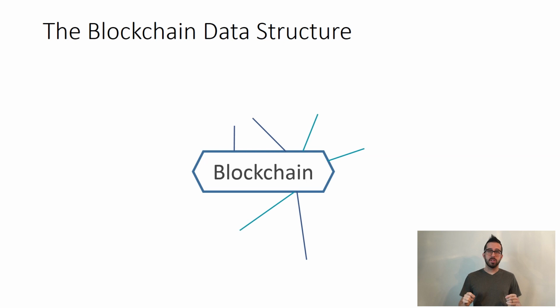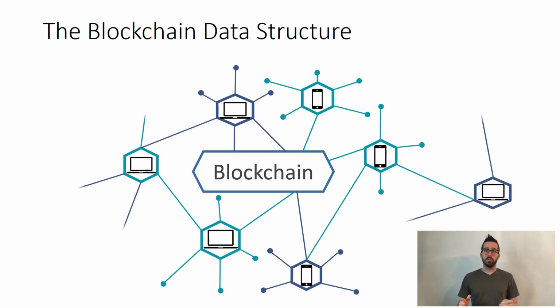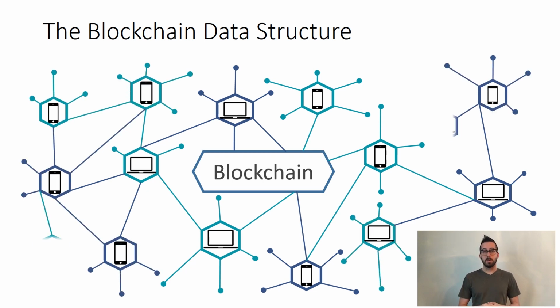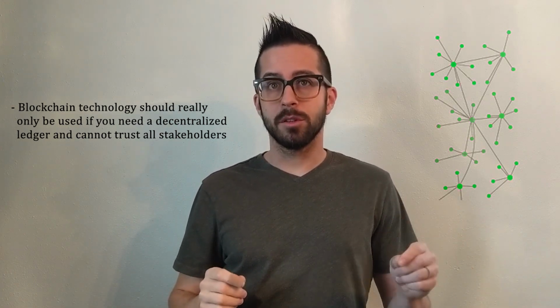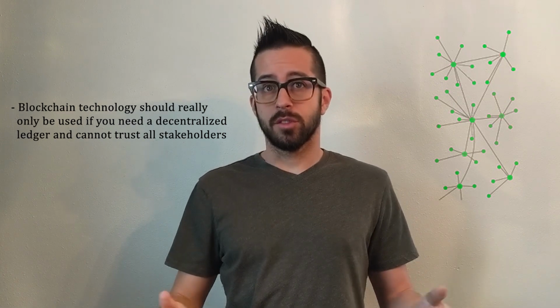The problem with most current data stores is that they're centralized, meaning they're controlled by a single organization. If you have need of data that cannot be trusted to a single organization and needs to be distributed among multiple different trustless entities, then blockchain technology might be for you. Blockchain technology should really only be used if you need a decentralized ledger and you cannot trust all the stakeholders.